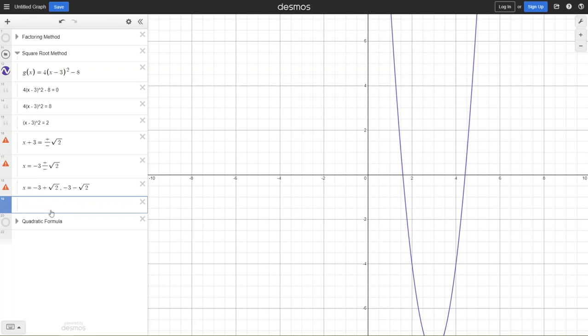When I get to the end, I do want to graph my solutions as ordered pairs or as the x-intercepts. So I'm going to do negative 3 plus the square root of 2, comma 0, and negative 3 minus the square root of 2, comma 0.